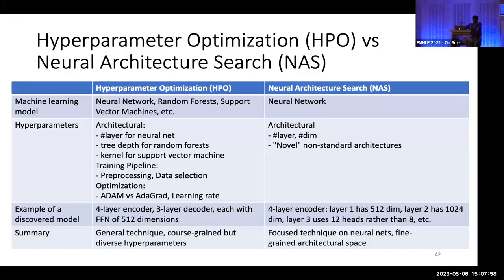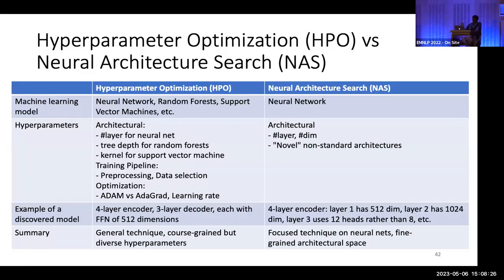So it's more coarse-grained. But for neural architecture search, it's usually more fine-grained. Right? You might find something and say, okay, I have a 4-layer encoder, but the first layer has 512 dimensions. The second layer has a different dimension, 1024. And the third layer uses 12 as opposed to 8, which is used in the previous layers. So usually neural architecture search focuses on more fine-grained architectural differences.